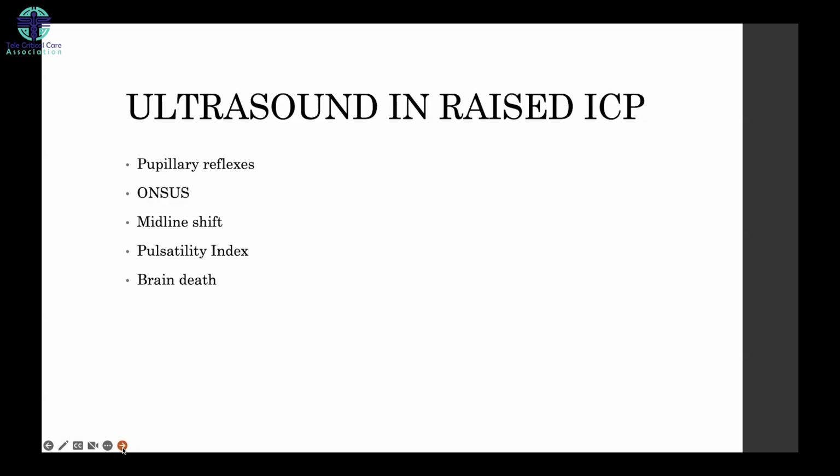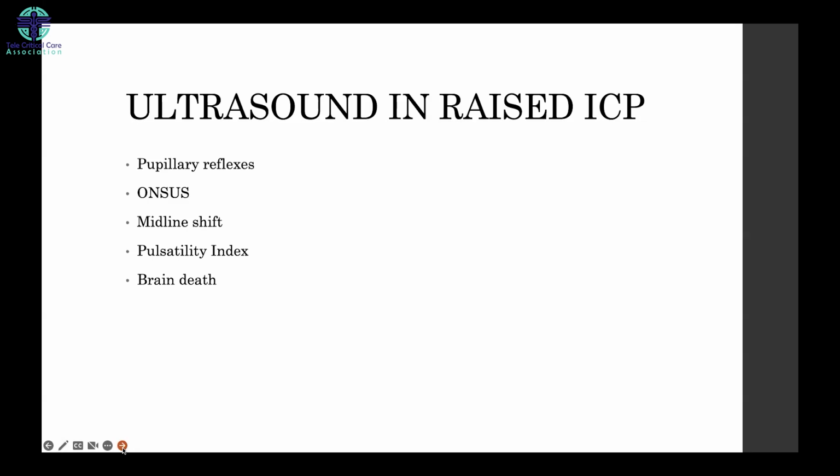And then we have optic nerve sheath ultrasound, that is ONSUS, and then we can look at the midline shift by using ultrasound, and we can look at the pulsatility index if you have a transcranial Doppler machine, which all of us know how to use to monitor the pulsatility index. And in head injury, the transcranial Doppler is a very important tool. You can look at the pulsatility index, and then you can say whether there is raised ICP or not, depending on the value.